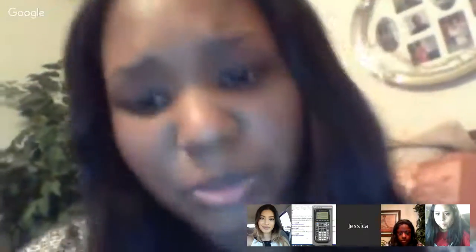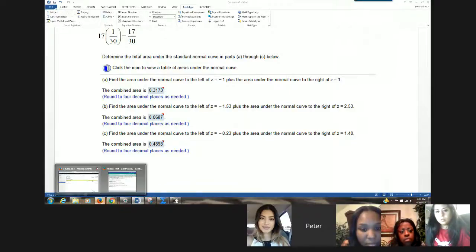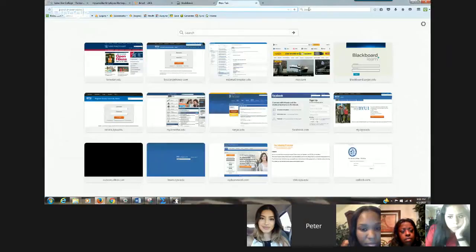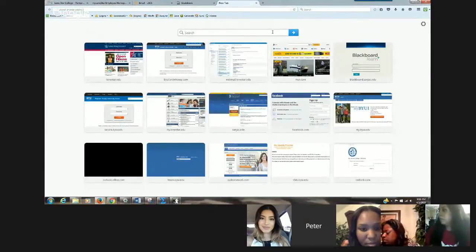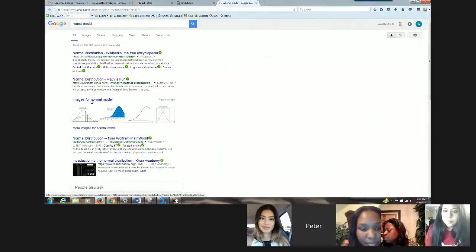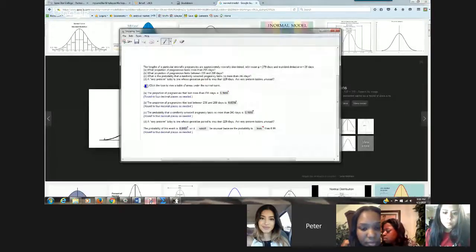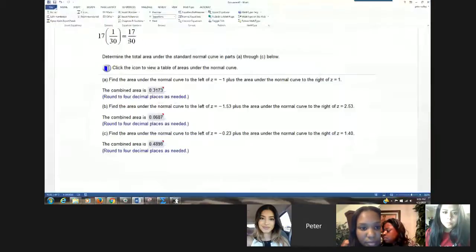How do you know when to subtract from 1? Well, the way they worded the question, they want to the left of this number and the right of this number. Let me see if I can pull up a nice bell curve normal model. See if I can just get an image that I can show you kind of what's going on here.